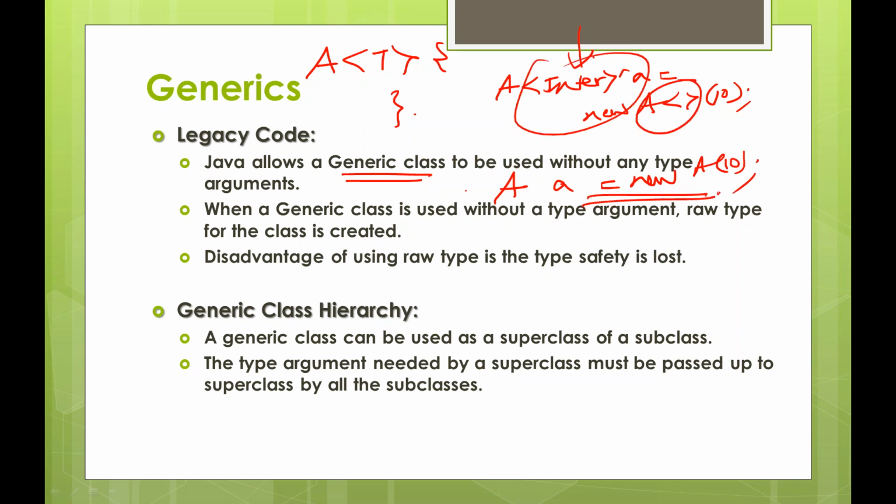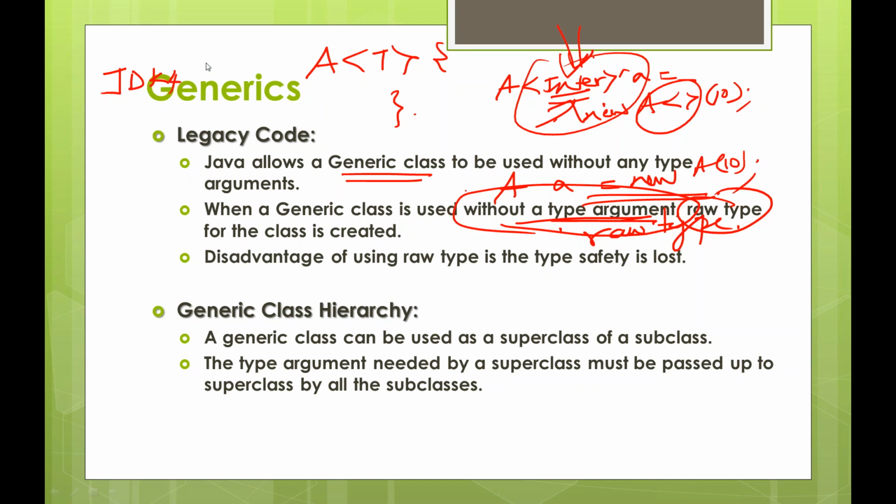This will become what is known as a raw type. We are not passing any type argument here, like Integer, Float, whatever the data type. Without any type argument, that is called a raw type. That is what made the transition from JDK 4 code to JDK 5 easier.